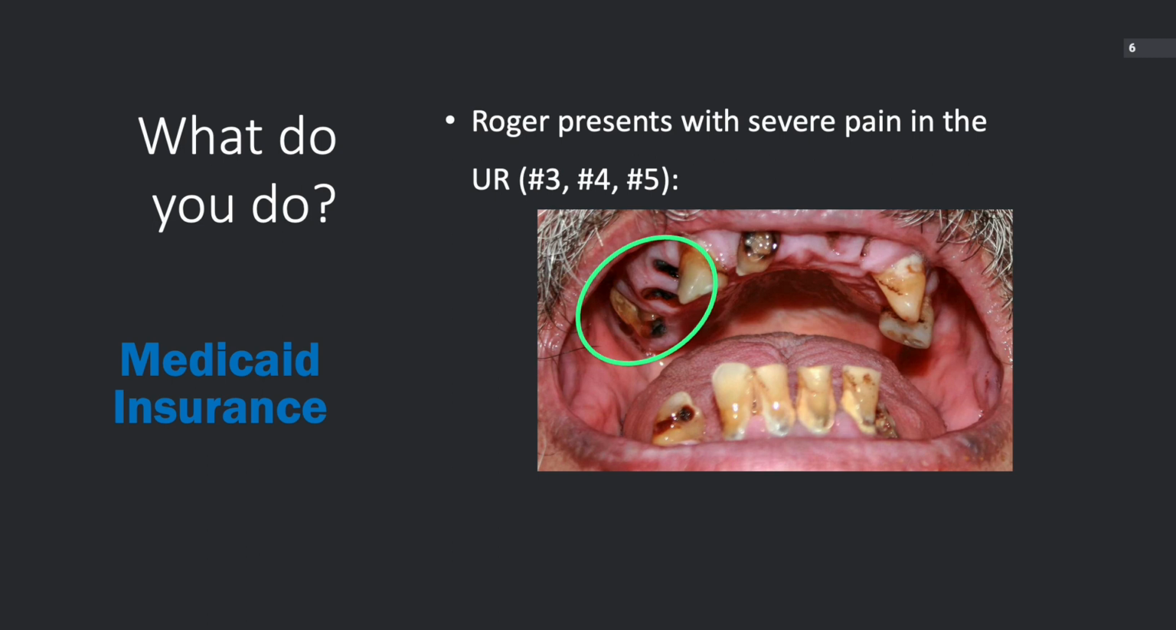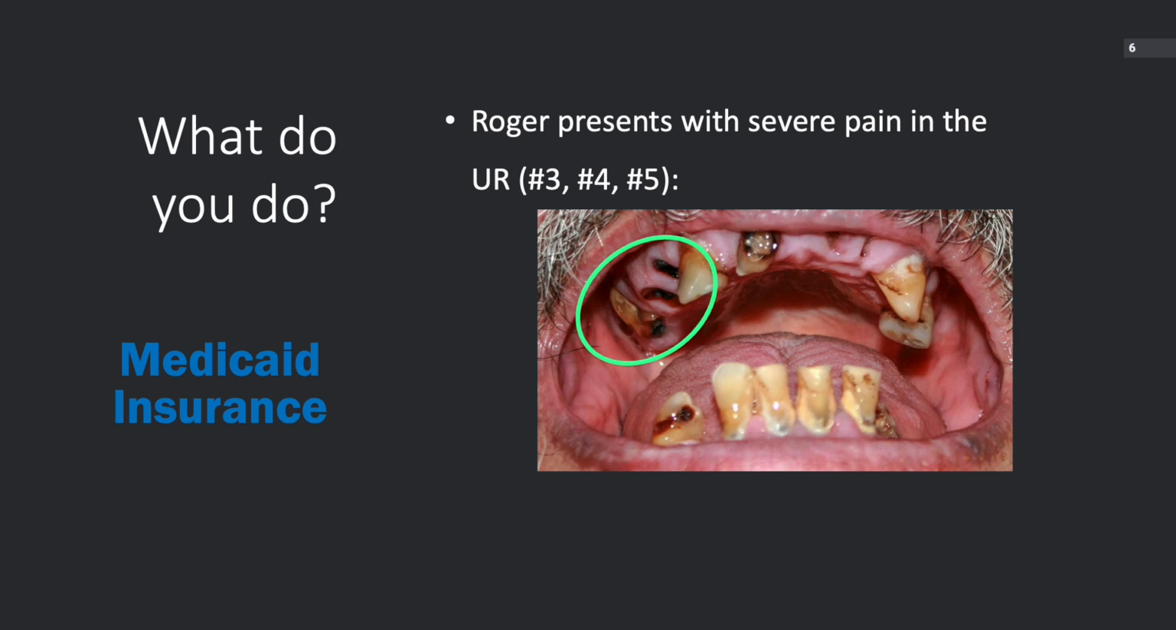So now we will take this framework and apply it to a particular situation. And here we have Roger who presents with severe pain in the upper right, particularly numbers 3, 4, and 5. You can see from the mouth that he clearly has a lot of other issues going on, but he's come to you today with pain on the upper right.